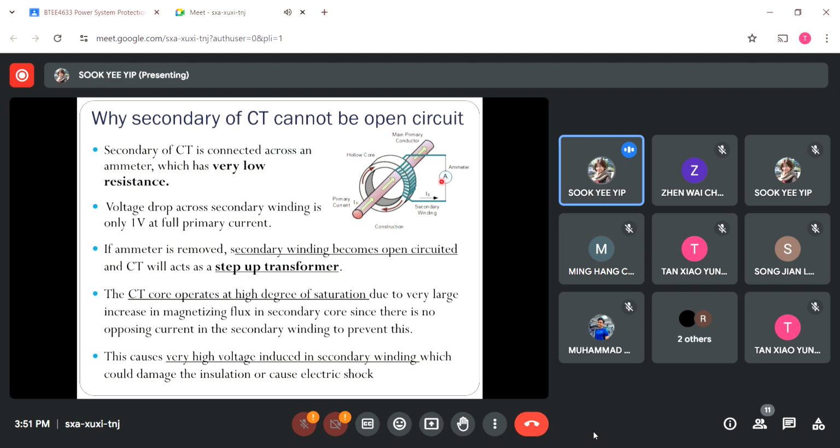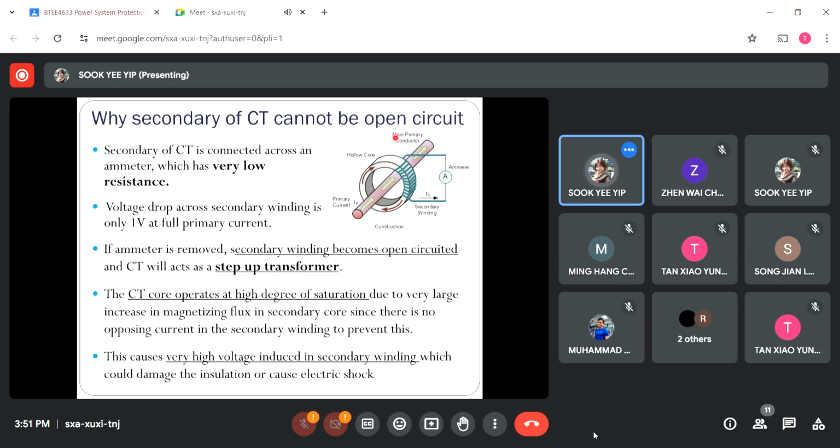So we want to get the current measurements. Both the primary side and the secondary side here will produce what we call the MMF, the magnetic motive force, which are opposing each other according to Lenz's law, right? That is the normal operation for a transformer. So what happens if this ammeter is removed? Let's say I want to do the calibration. I remove this ammeter, so it will form an open circuit at the secondary side.